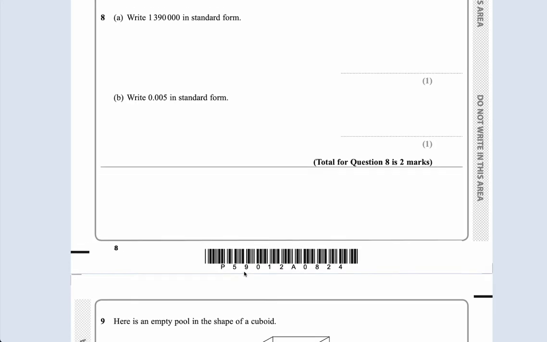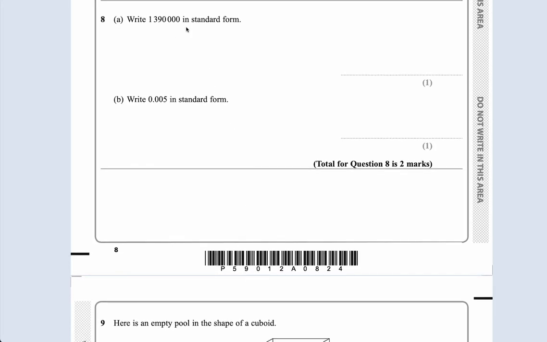Question 8. Write this in standard form. Standard form, I need a number between 1 and 10, less than 10, 1.39. And I need to multiply it by 10 to the power of something. 10 to the power of what? Well, I go to 1, I go to where the point is, and I go 1. Hang on, I go 1, 2, 3, 4, 5, 6. So it's 10 to the power of 6.